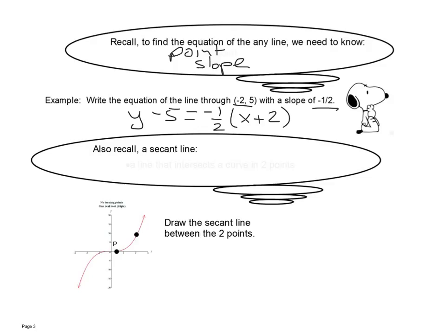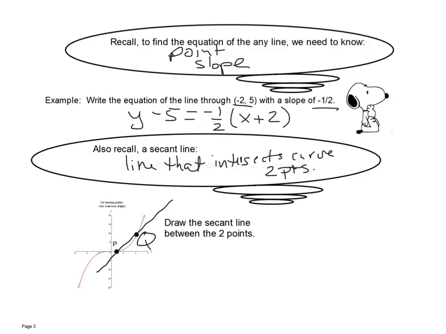Also, this is geometry, remembering a secant line is a line that intersects a curve twice, or in 2 points. Okay, so if I want to draw the secant line for this funny looking curve, it looks like a cubic, from P to Q, it would go through there. Actually, if you keep going, it hits it 3 times, but if we're talking about the secant line from P to Q, there it is.